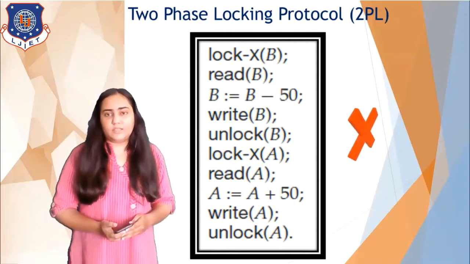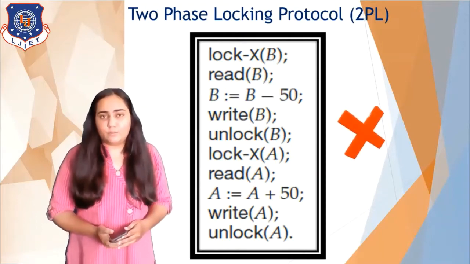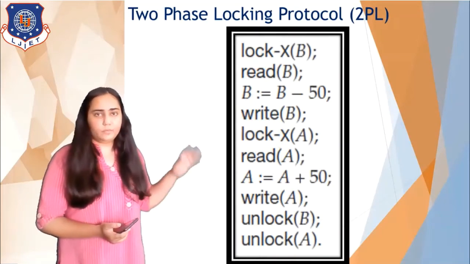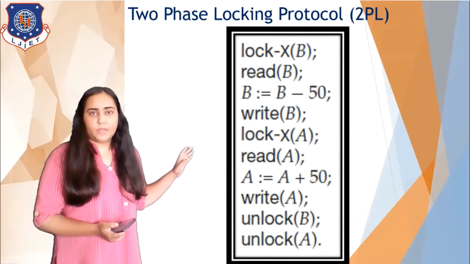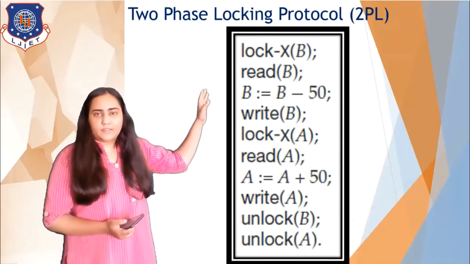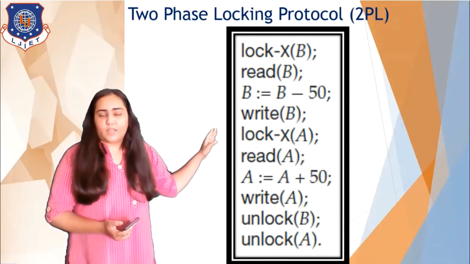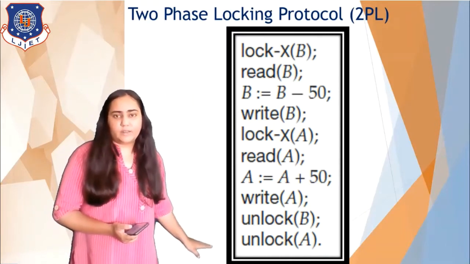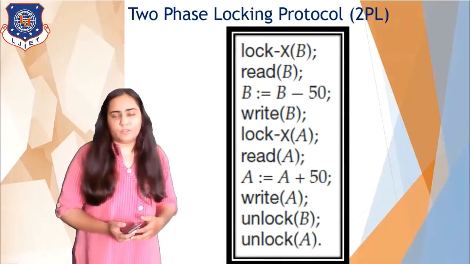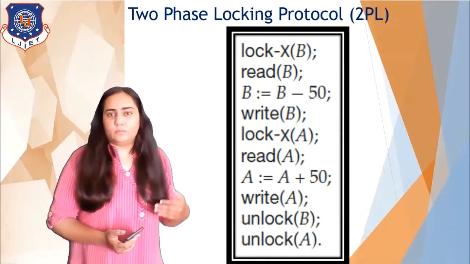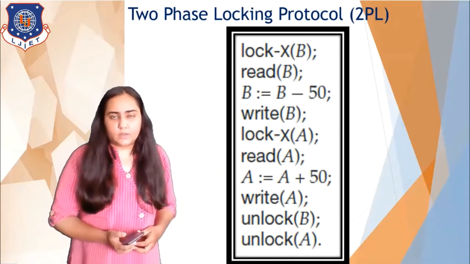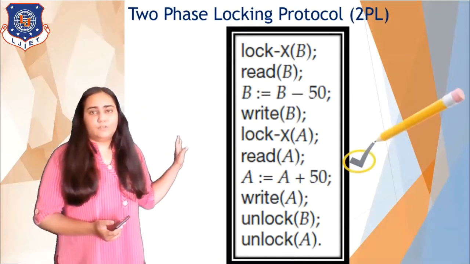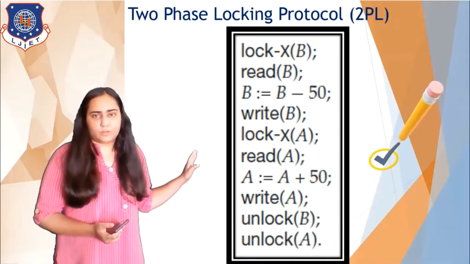Let's see an example where the two-phase locking protocol is followed. So this is one such example. You can see there's a lock XB. After that, there's a lock XA. And then in the end, we have unlock B and unlock A. So the unlocking process is done after all the locks are obtained. So this transaction follows the two-phase locking protocol.